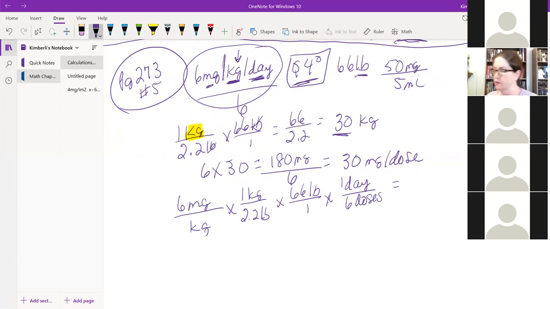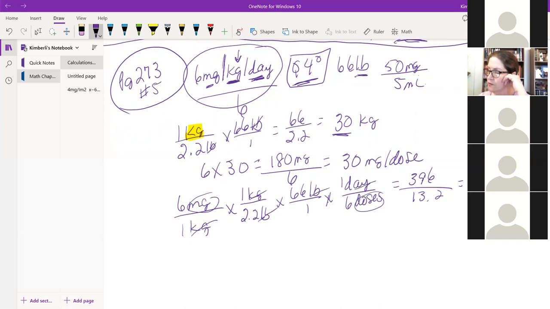Okay, so now this gives us basically the same thing, except you're going to have larger numbers when you do it this way. And so just keep track of your zeros. 6 times 66 times 1 times 1, I get 396, divided by 2.2 times 6, 13.2. Now, let's see if I set this up right. Here's where we find out. 396 divided by 13.2. Hey, I get 30 milligrams per dose. Because if you look at this, the kilograms cancel out, the pounds cancel out. And the day, I'm not even really sure where I should put the day, but anyway, it's going to cancel too. And then we end up with milligrams on top and doses on the bottom. So that tells me milligrams per dose.